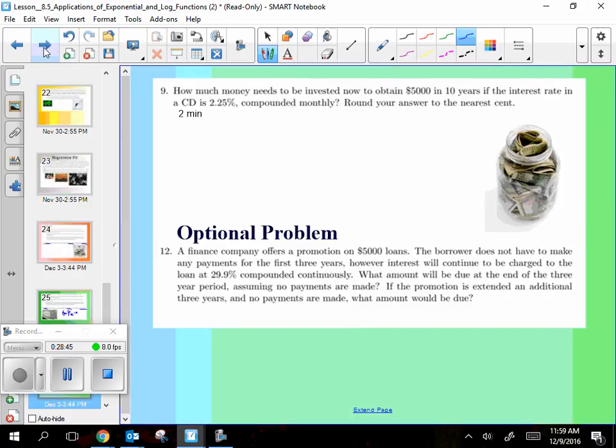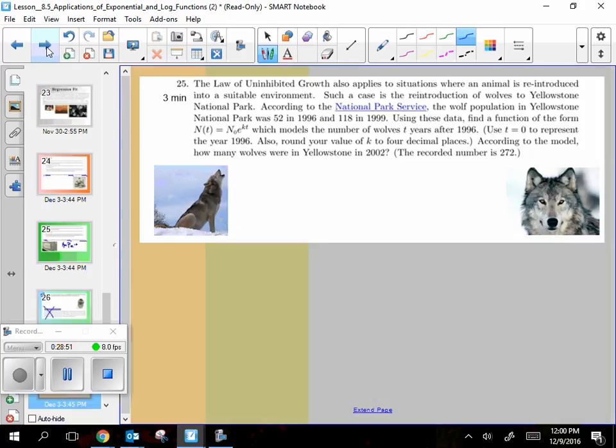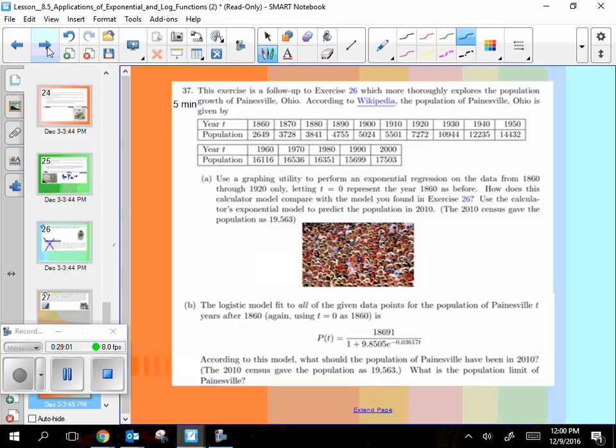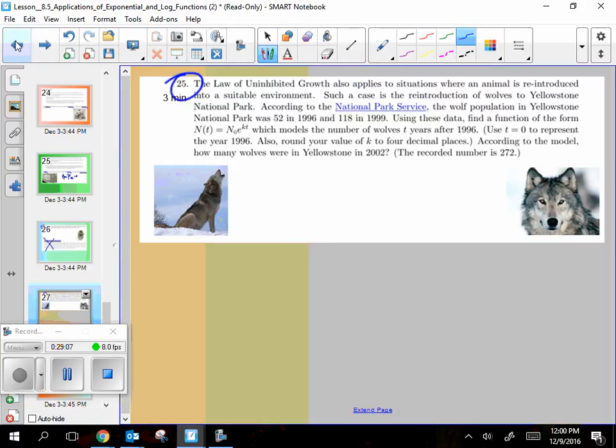I want you to do this one. You don't have to do this one, of course, because this is optional. And then we're going to do one last one because I want you to see it's not always about money. This one's about how many wolves there are. And that's the last one that we will do. So you can skip the rest. Okay, so go up to and including the wolf problem, and then that's it for today.